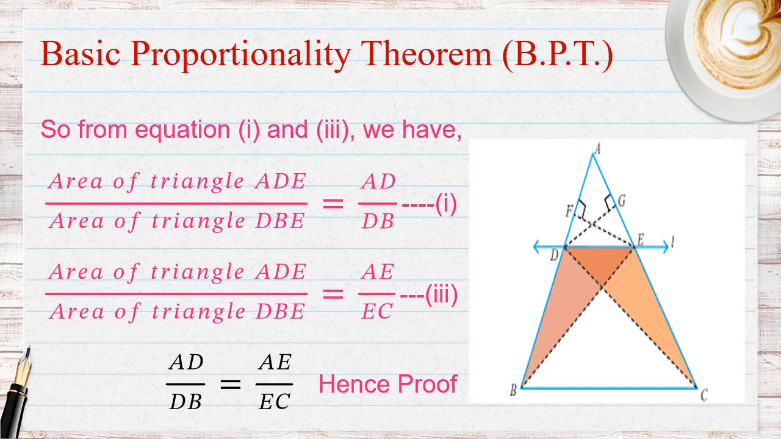So from equation 1 and 3, we have area of triangle ADE upon area of triangle DBE is equal to AD upon DB. It's our equation number 1. And area of triangle ADE upon area of triangle DBE is equal to AE upon EC. It's equation number 3 that we have derived from equation number 2. Equate equation number 1 and 3. We get AD upon DB is equal to AE upon EC.